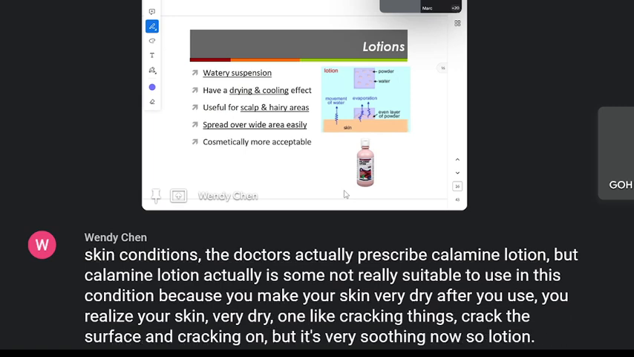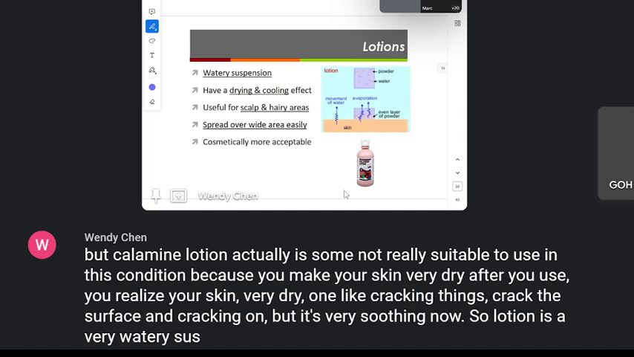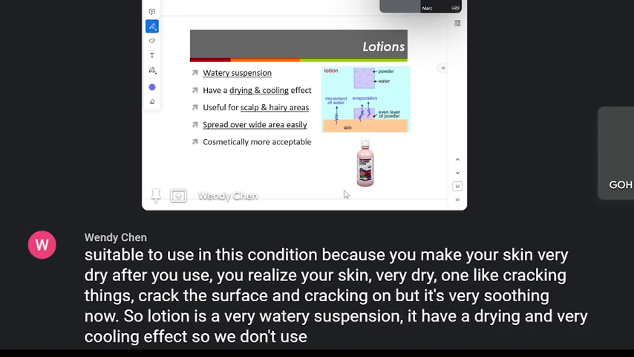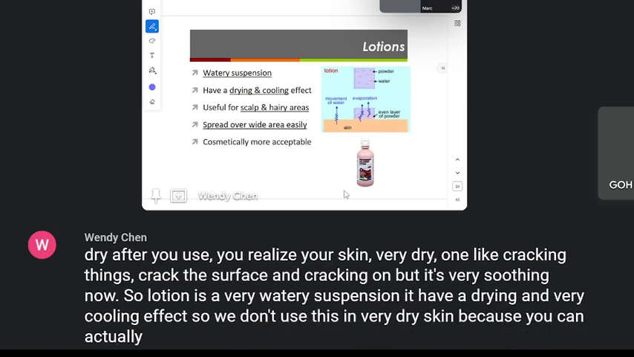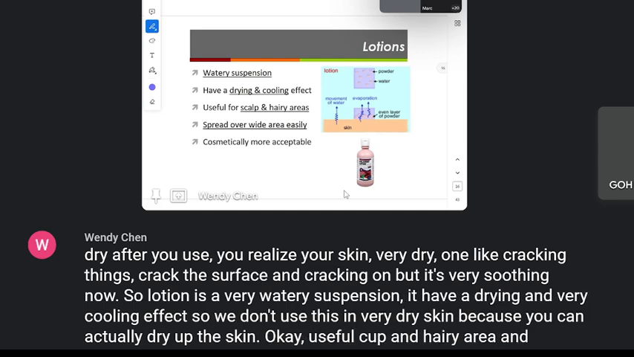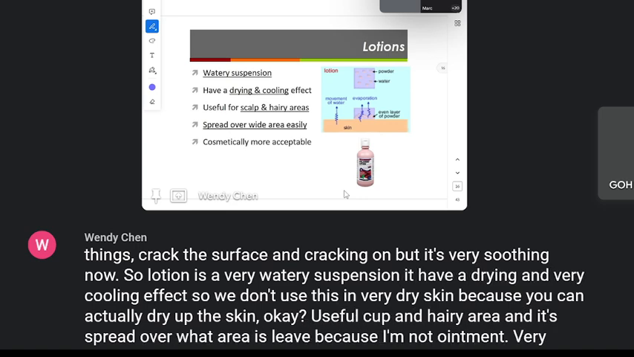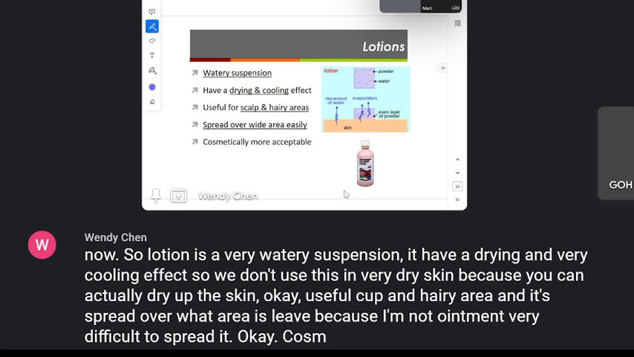So lotion is a very watery suspension. It has a drying and very cooling effect. So we don't use this on very dry skin because it can actually dry up the skin. It's useful for the scalp and hairy areas, and it spreads over a wide area easily because it's watery, not like ointment, which is very difficult to spread. Cosmetically it's more acceptable because it's not so sticky.